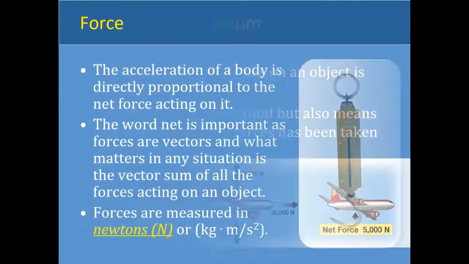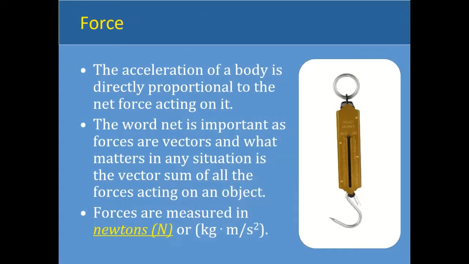So the acceleration of a body is directly proportional to the net force acting on it. The word net is important here because it means adding all the different vectors that are applied on that particular object. So it's essentially a vector sum. You see that right here, vector sum. I want you to keep that in mind anytime we're looking at these types of things.